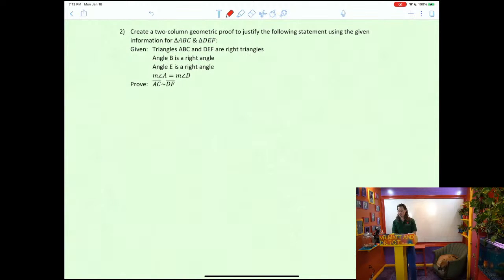So I'd like you to create a 2-column geometric proof to justify the following statement using the given information for triangle ABC and triangle DEF. So here triangles ABC and DEF are right triangles. Angle B and angle E are the right angles. And the measure of angle A is equal to the measure of angle D. I'd like you to prove that line segment AC is similar or proportionate to line segment DF. I'm going to give you 4 minutes, and after 1 minute, I'll start to solve.